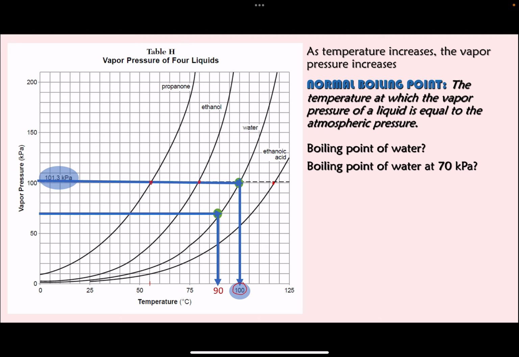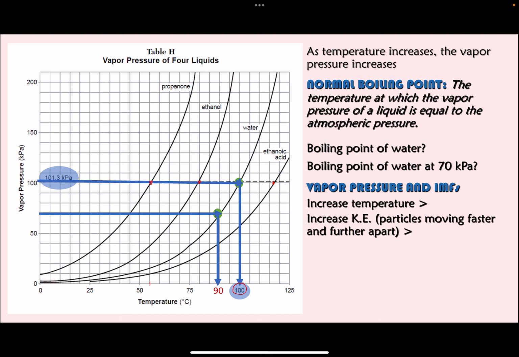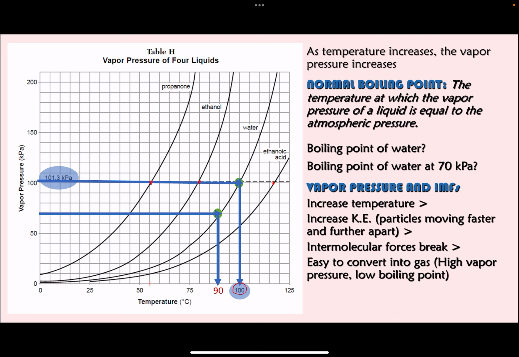So something to keep in mind about your vapor pressure and the intermolecular forces is that as we are increasing the temperature, we are also increasing the average kinetic energy, meaning particles start moving faster and now they are going further apart from each other. So the intermolecular forces between those particles are going to start breaking, because particles are moving very, very fast, so they don't have the time to be attracted to each other that much. So it's now going to be easier to convert those particles into the gas. So high vapor pressure means we are now going to have a lower boiling point.